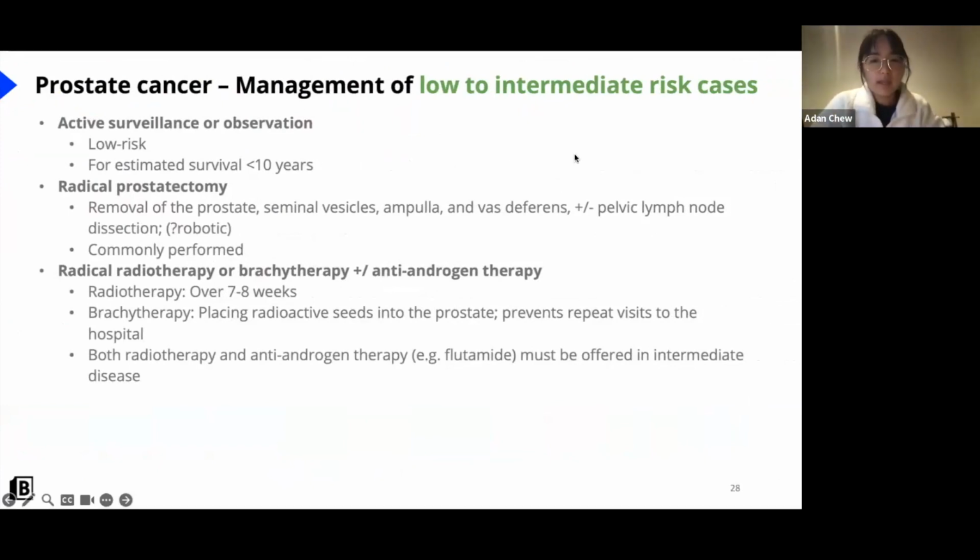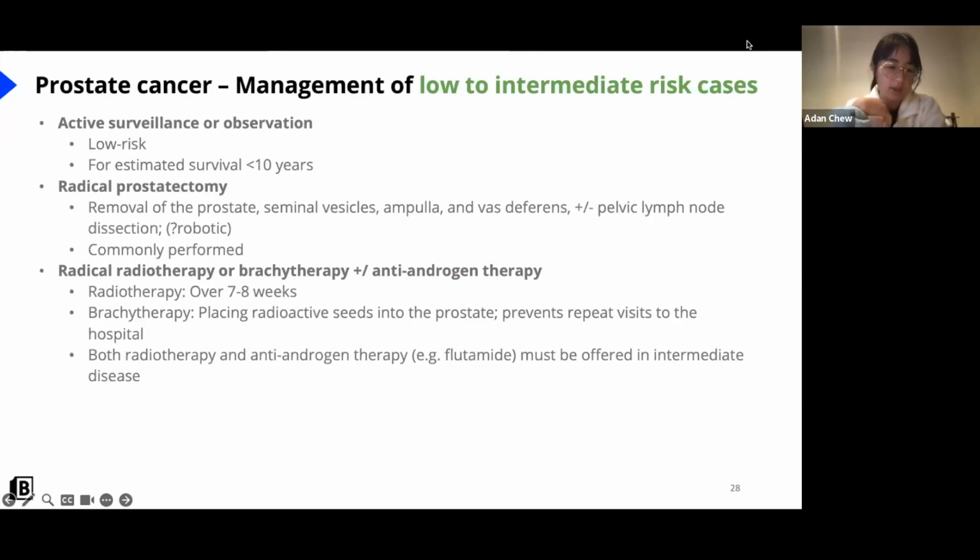Yep, so for prostate cancers that have a low or intermediate risk, so they haven't spread that badly, or they haven't gone very far, we would either opt for active surveillance, as in this case, because if a patient has less than 10 years of survival, we would opt for probably active surveillance or observation. You would also think about radical prostatectomy, so removal of the prostate, seminal vesicles, ampulla and vas deferens, plus or minus lymph node dissection. Sometimes it can be performed robotically, or you can do radiotherapy plus hormonal therapy.